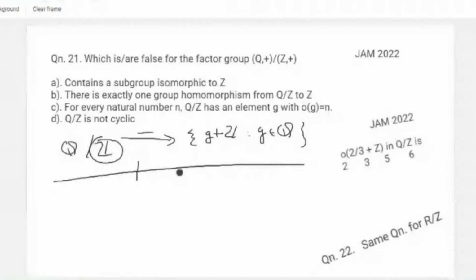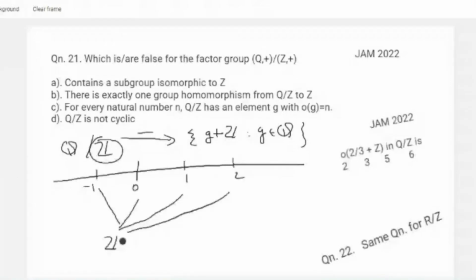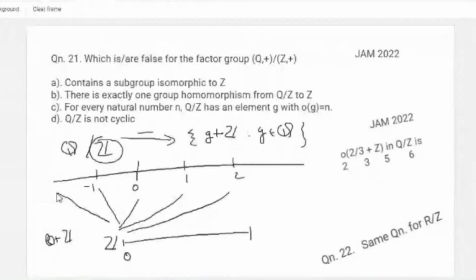If we go for 0, 1, 2 like this, and minus, you can see that all integers are in a single coset, that is Z itself. And Z itself is the 0 element. In a factor group, the identity element is e plus H, here 0 plus Z, that is Z. So all integers come under this particular coset, and that coset is the 0 element.